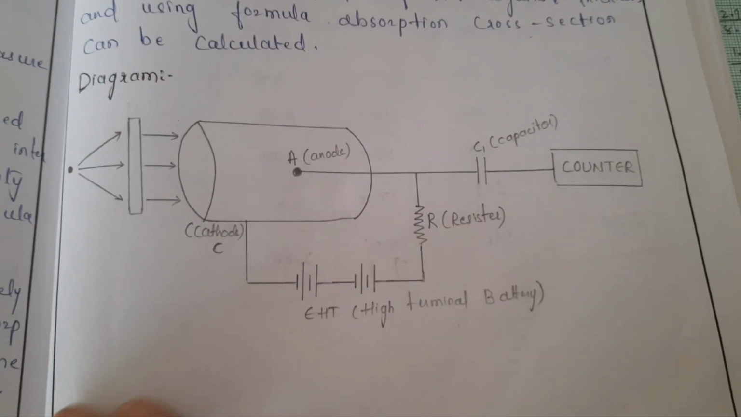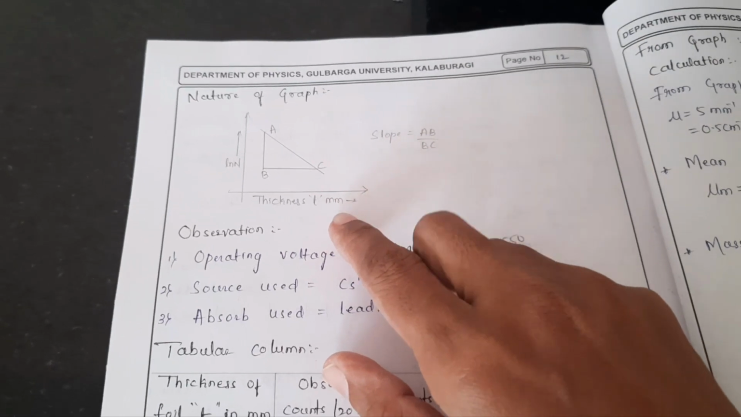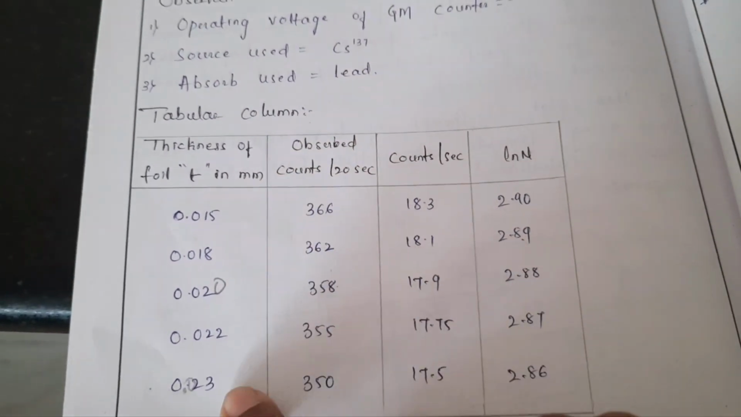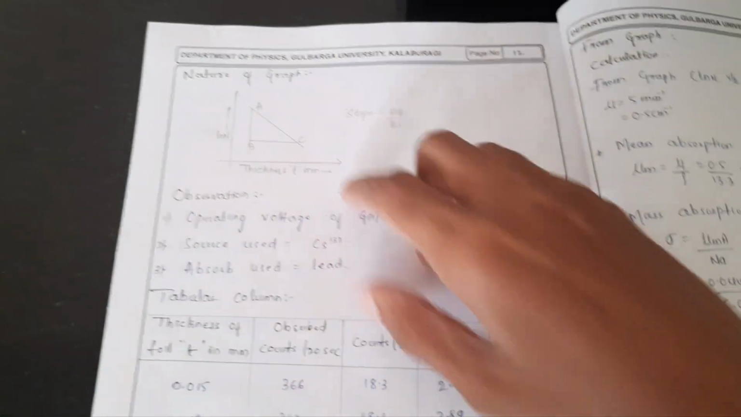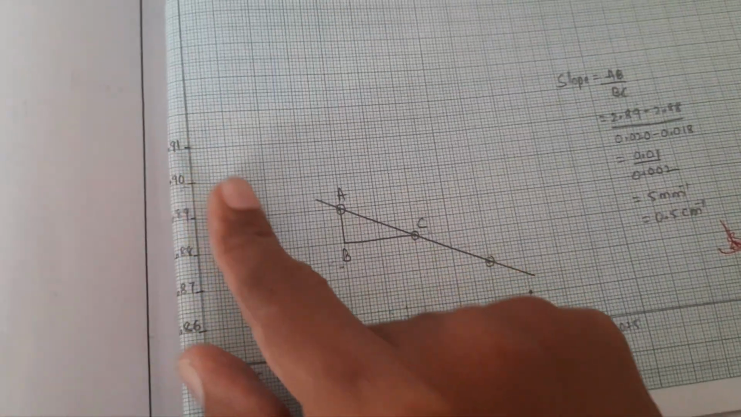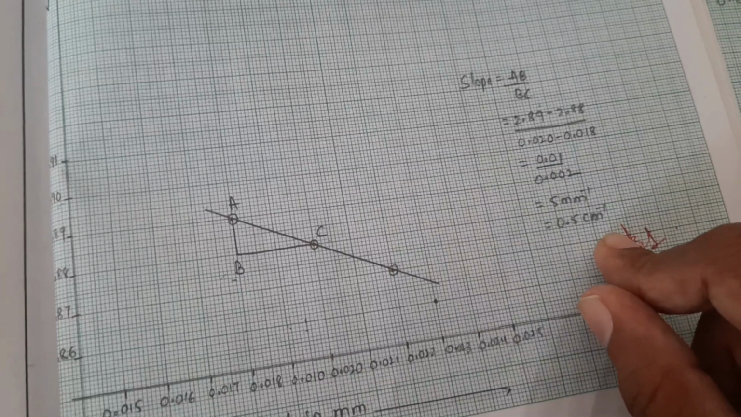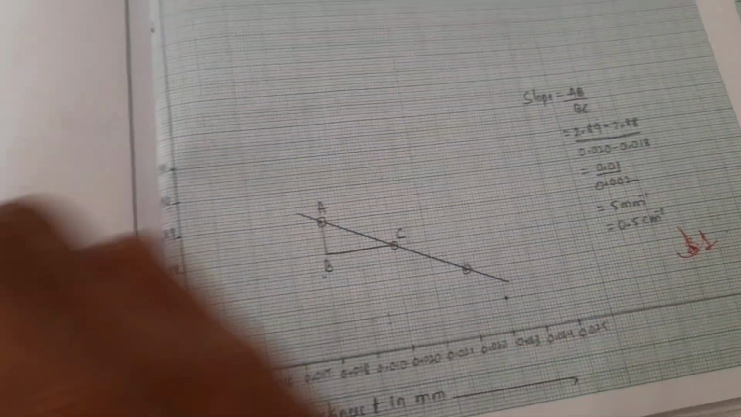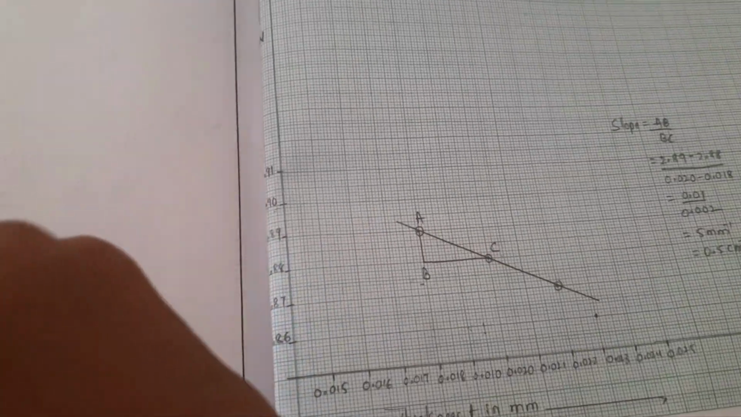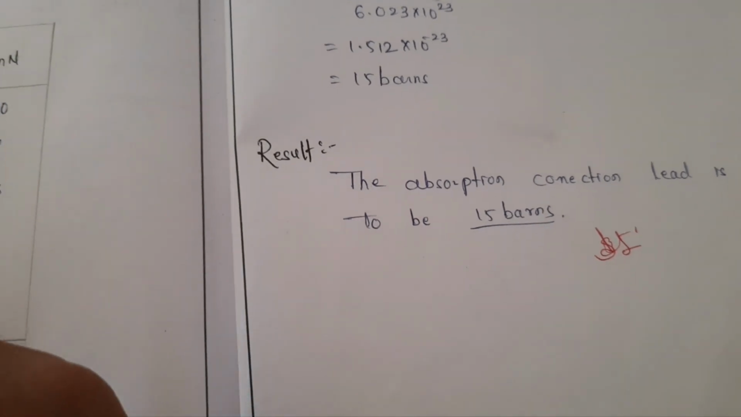This is the diagram of how a GM counter actually works. And here is the nature of the graph. You should plot the graph of thickness versus ln n. Once you plot the graph, you will get the slope. The slope that they got is around 0.5 per centimeter. After calculating the slope, you have to use it to calculate the mass absorption coefficient.